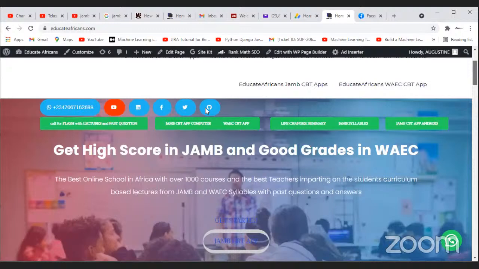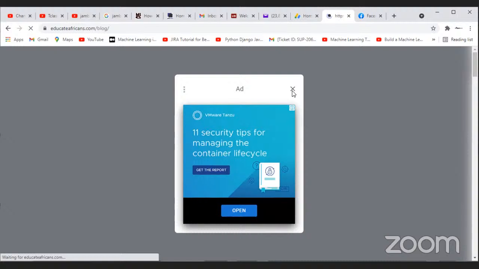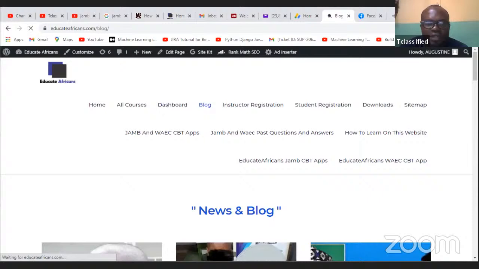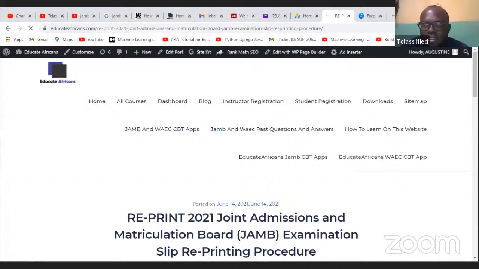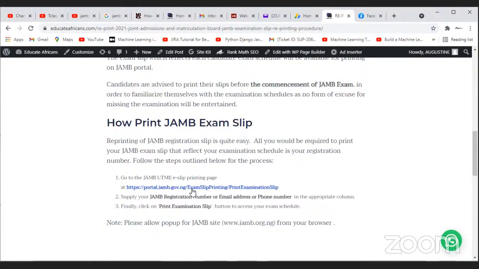For those of you that are still having issues doing your reprints, you should have done your reprint, because that is how you will know when, where, and at what time you are writing. So this is the blog section. You can see here, Reprint. When you click on it, you get information concerning the reprint. The reprint started since yesterday and it's been ongoing. So this is the link to do the reprint. This is the very link. Click on this link and you can do your reprint.